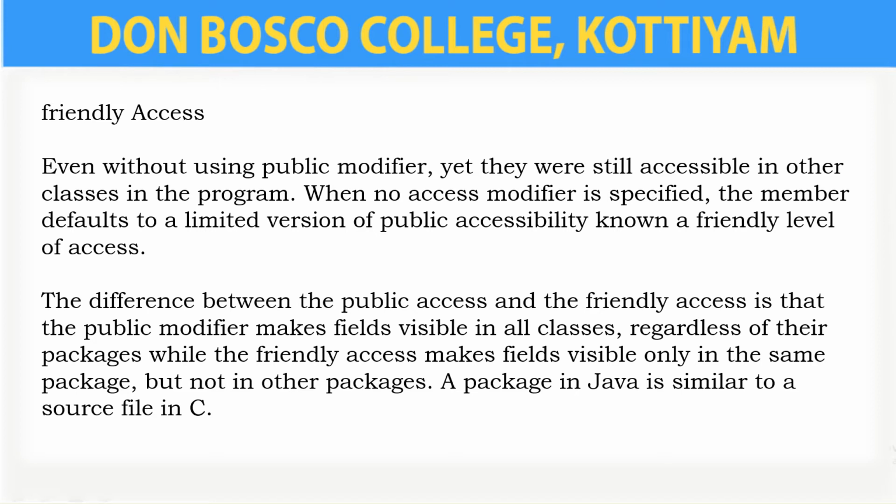Next accessibility mode is the friendly access. That is, even without declaring a variable or method as public, we can access those variables in other classes in the program. When no access modifiers are specified for variables and methods, the access permission provided for that variable and method will be the friendly level of access. The difference between public access and friendly access is that the public modifier makes the fields visible in all classes, regardless of their package, while the friendly access makes fields visible only in the same package, but they are not accessible in other packages.